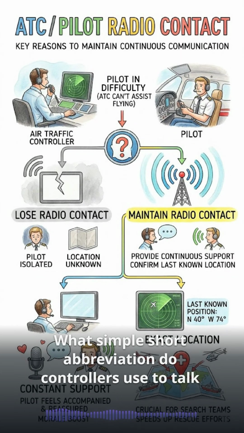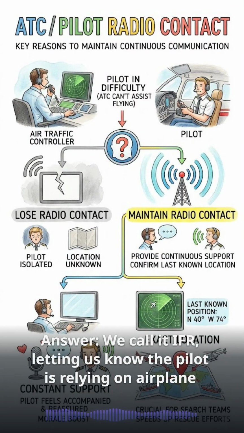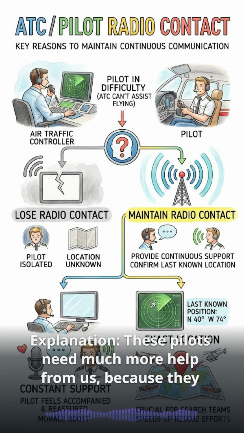62. What simple short abbreviation do controllers use to talk about instrument flight rules every single day? We call it IFR, letting us know the pilot is relying on airplane computers to navigate. These pilots need much more help from us, because they cannot see outside their foggy windows.